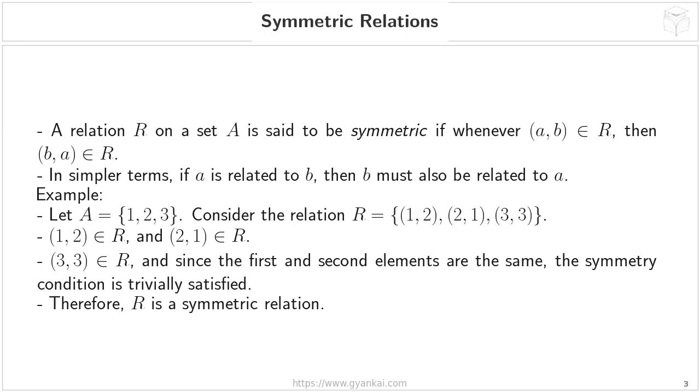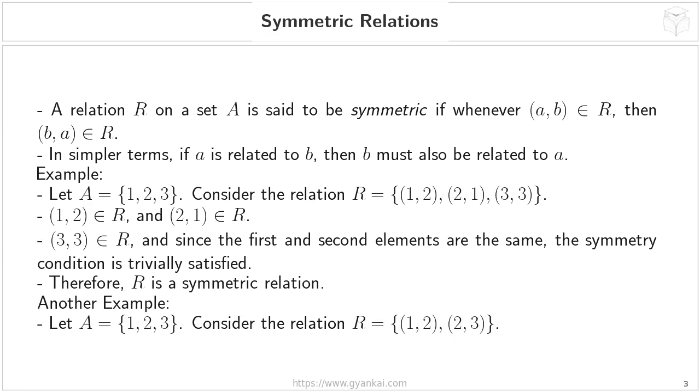Because every ordered pair in R has its reverse also present in R, we can confidently say that R is a symmetric relation. Let's look at the second example to solidify our understanding. Again, our set A is {1, 2, 3}, but this time our relation R is defined as the set of ordered pairs (1, 2) and (2, 3).